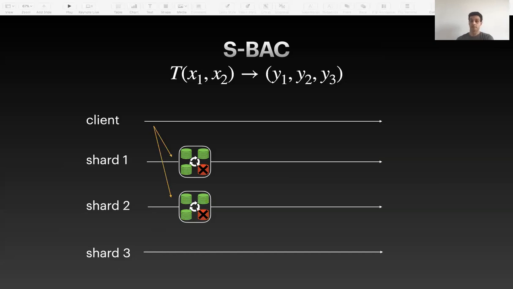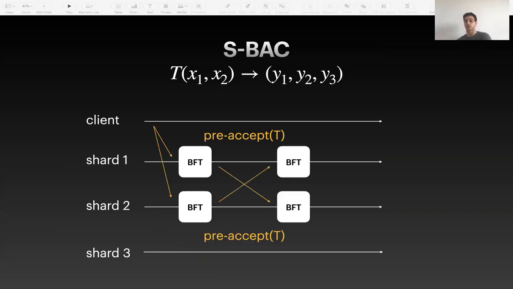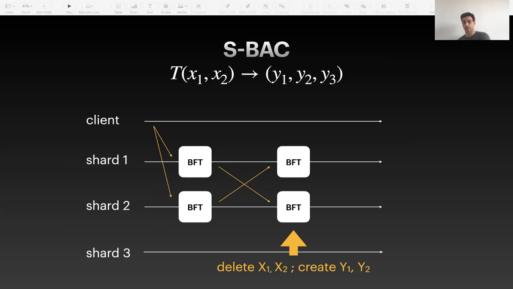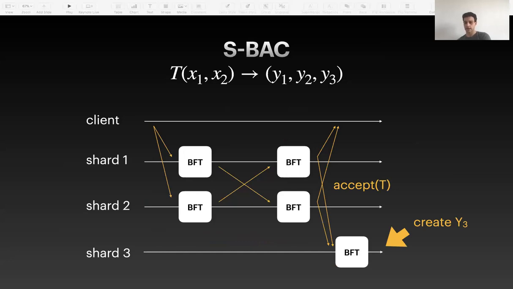Then, each shard needs to decide whether the transaction is valid or if it needs to be aborted. If the transaction is valid, the shard would lock the objects x1 and x2, so no successive transaction can try to consume them, and would emit a pre-accept message to the other shards to signal that they're ready to go ahead and commit the transaction. If the shard receives pre-accept messages from all input shards, it deletes the input object that it handles and creates the output object. Then it signals that the transaction is accepted to the client, and it sends the same message to shard 3, which will create the output object.